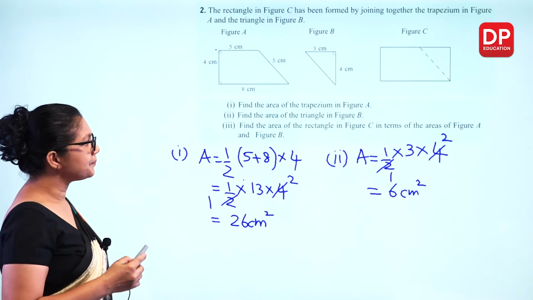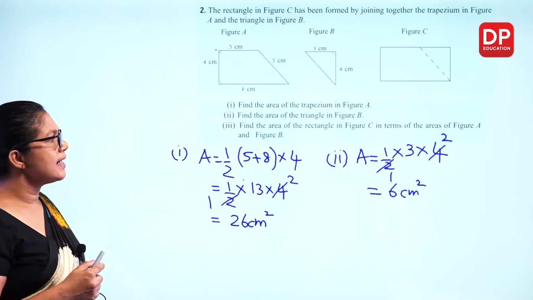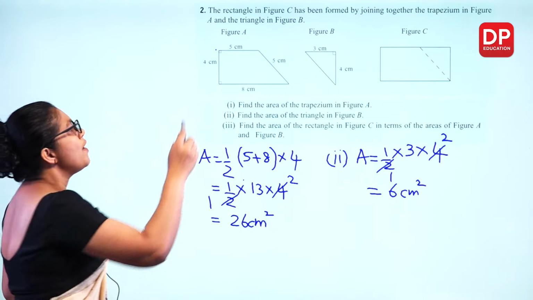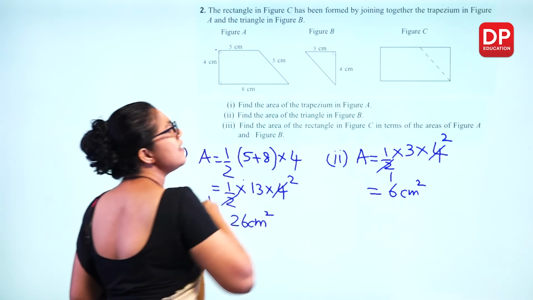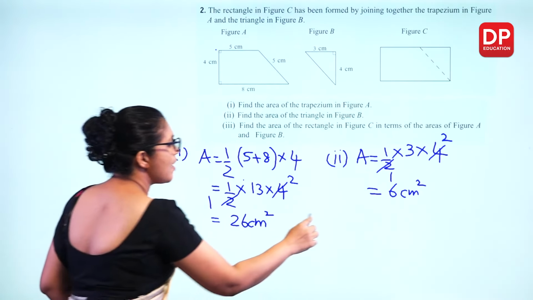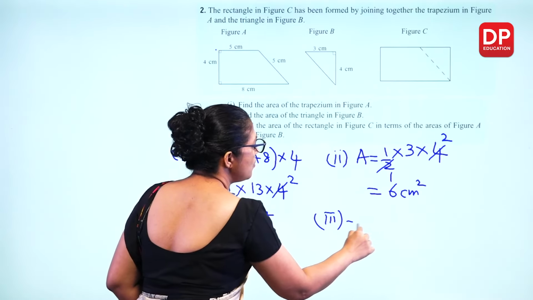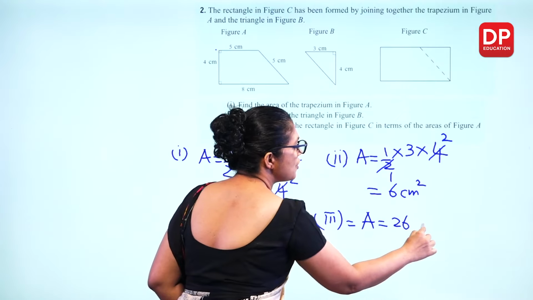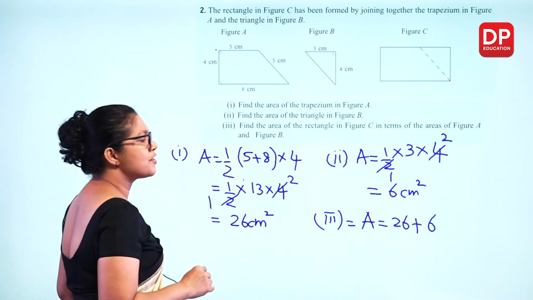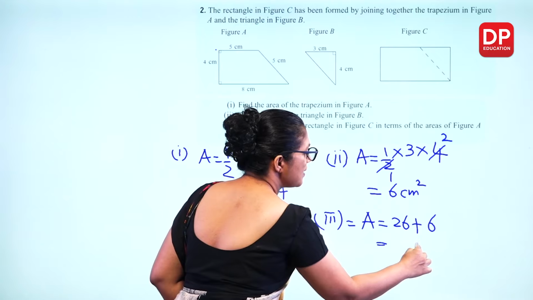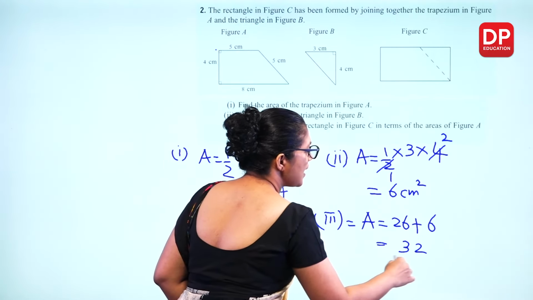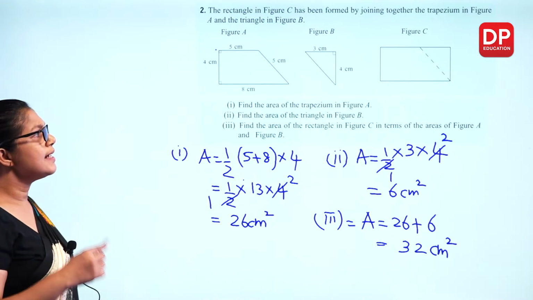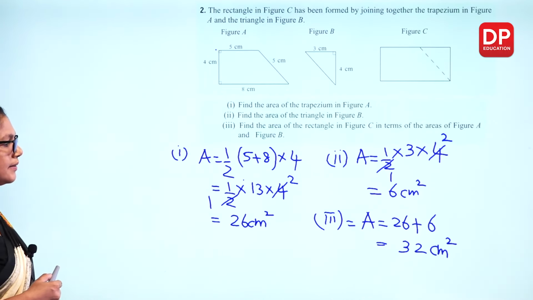And the third part, find the area of the rectangle in figure C in terms of the areas of figure A and figure B. We know when you add these two together, you get the rectangle. So what's the area of the rectangle? You need to add these two lengths. So 26 is the area of the trapezium, 6 is the area of the triangle. When you add these two together, you get 32 square centimeters as the area of the rectangle.